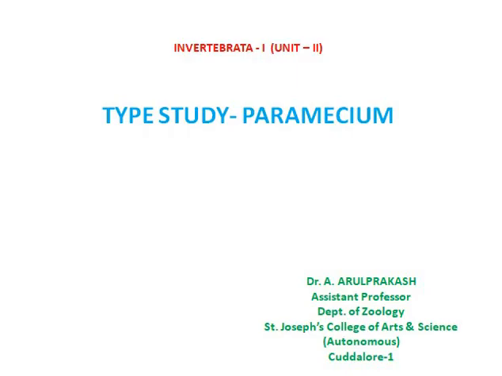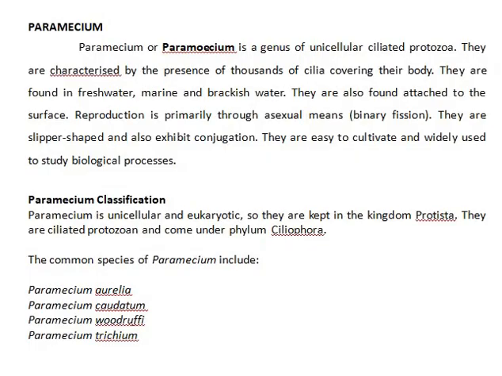Now we're going to see about the type study Paramecium from Invertebrata 1, Unit 2. Paramecium is a genus of unicellular ciliated protozoa. They are characterized by the presence of thousands of cilia covering their body.